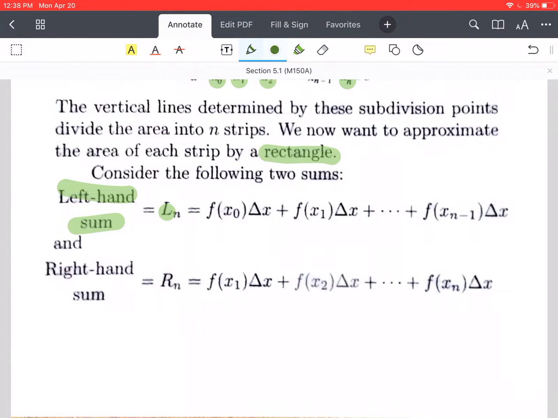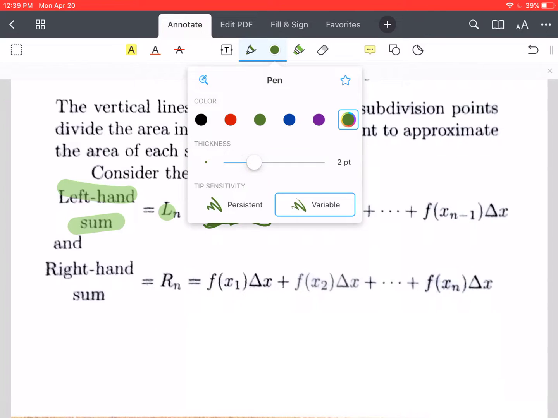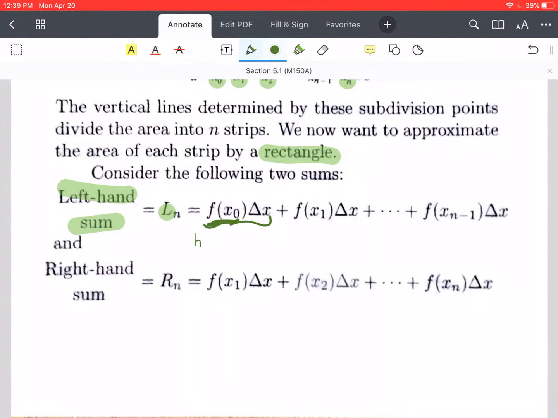But each of these pieces, so like this piece right here, the f of x sub 0, that's going to be the height. Let me make this a little thinner. So that's going to be the height.